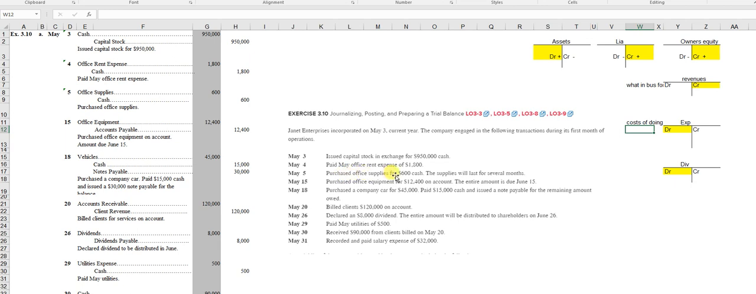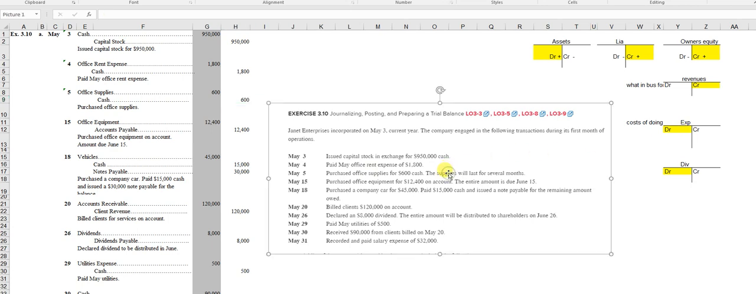Third one, I purchase office supplies for $600 cash. The supplies will last for several months. So let's look for cash first. I purchased them, so cash is going down, so I leave a space and I credit cash. Okay, so I'm going to put in a credit column for cash. And what did I get? I got office supplies. Sometimes you'll think, well, that's a cost of doing business. I debit office supplies expense.